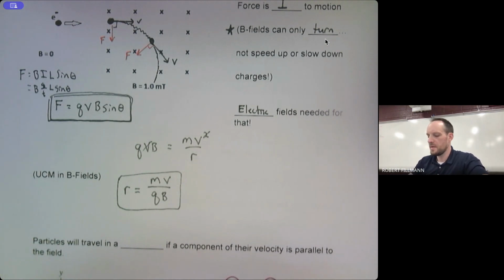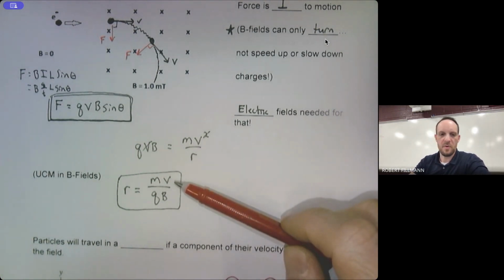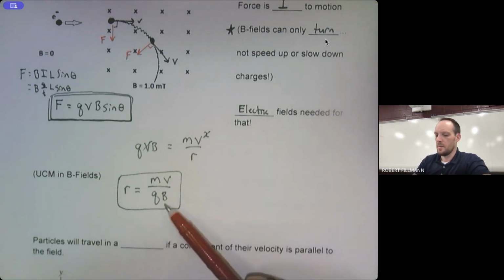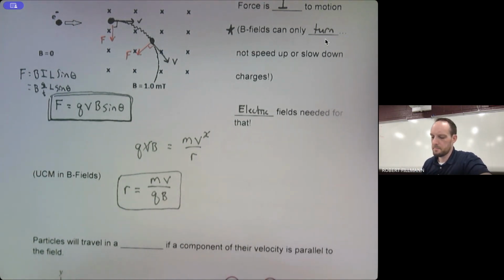What's interesting about this is we see there's actually the momentum of the particles in the numerator. So really massive particles or fast-moving particles are going to travel in a big radius of curvature. Pretty much they're going to go straight. They're not going to turn in tight circles. But the stronger the magnetic field is, or the amount of charge you have, the tighter the circle will be.